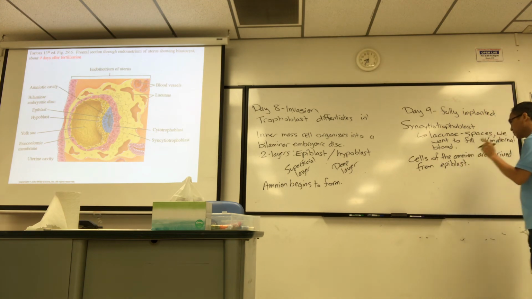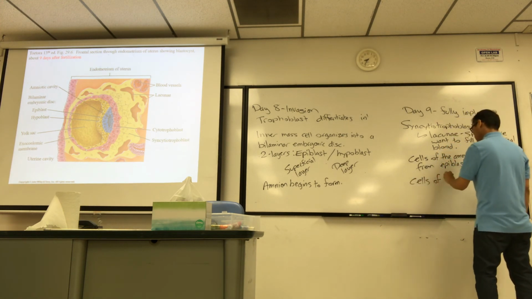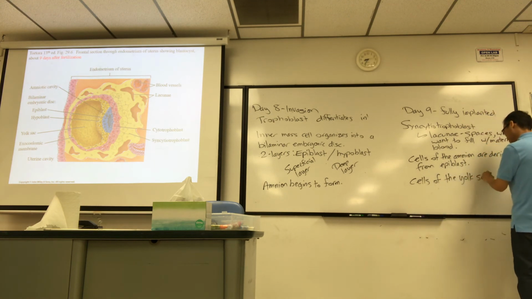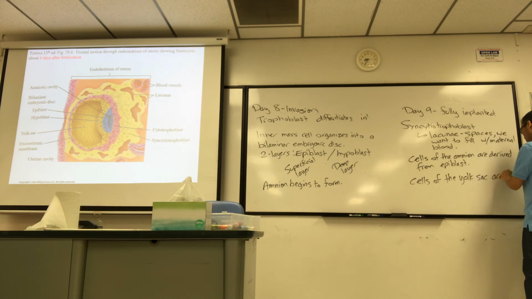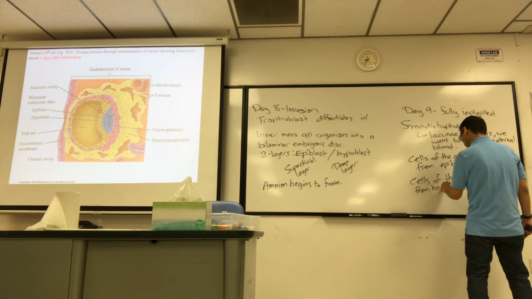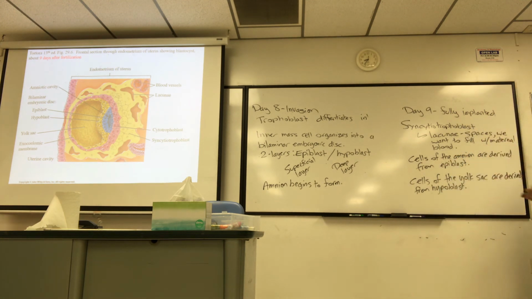Okay, look at the picture. Cells of the yolk sac are derived from hypoblast. Yeah, I think you guys can see that, because they're all yellow, right? So they color coded for students, and it makes it easier to teach anyway.